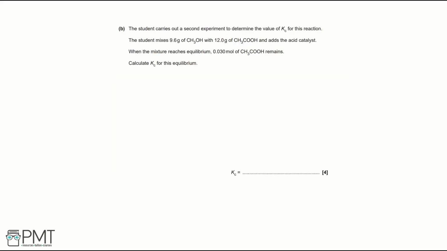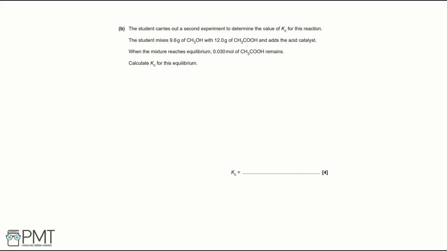Part B. The student carries out a second experiment to determine the value of Kc for this reaction. The student mixes 9.6 grams of methanol with 12.0 grams of ethanoic acid and adds the acid catalyst. When the mixture reaches equilibrium, 0.030 moles of ethanoic acid remains. Calculate Kc for this equilibrium.